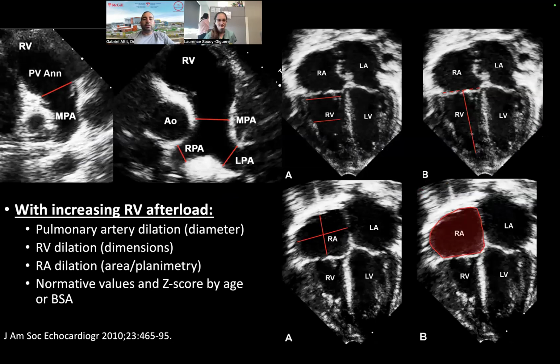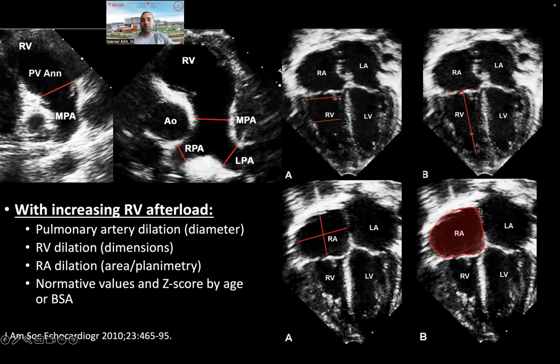For the RV, there are also guidelines to measure if the RV is dilated or not. So you can measure the RV base. The base is just under the tricuspid valve when the valve is closed at the peak of diastole. You can measure the RV length, which is from just above the valve to the apex. And you can measure the RV mid diastolic diameter. You can also measure your right atrium to see if it's dilated or not.